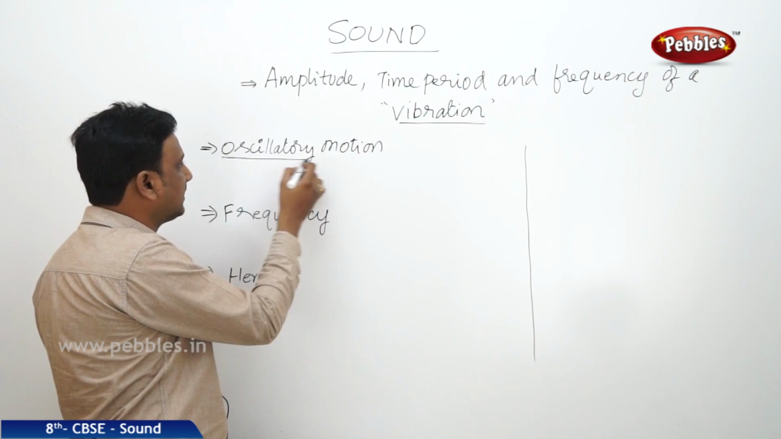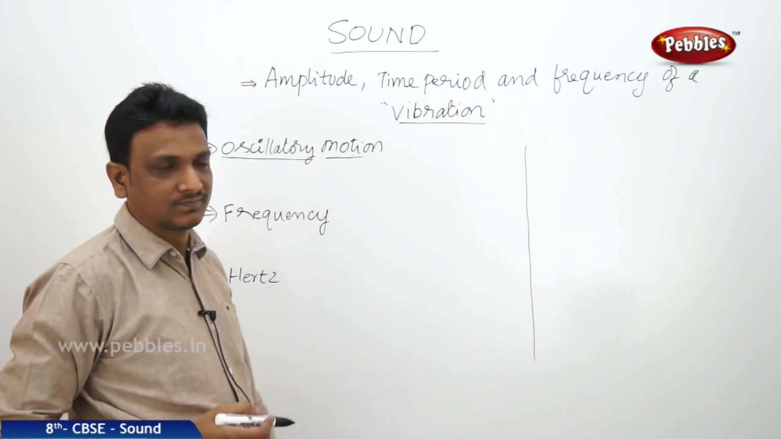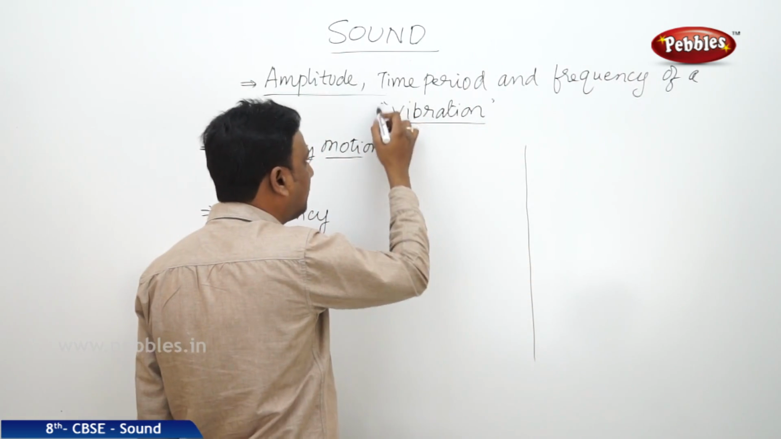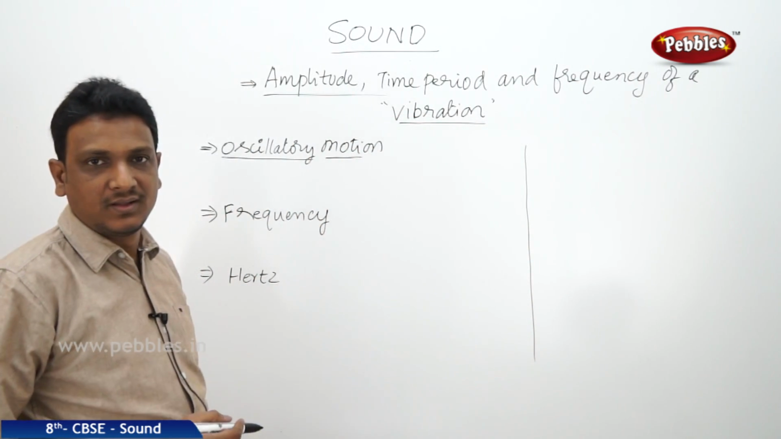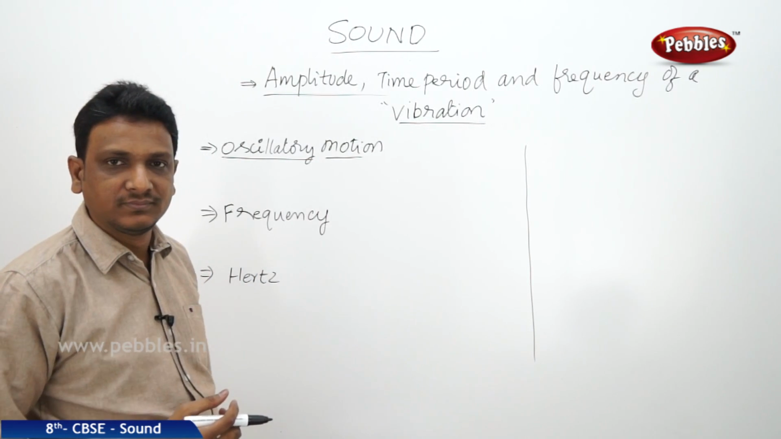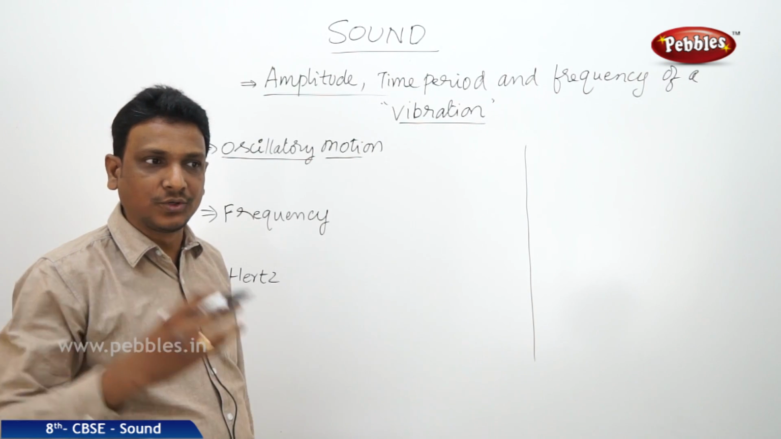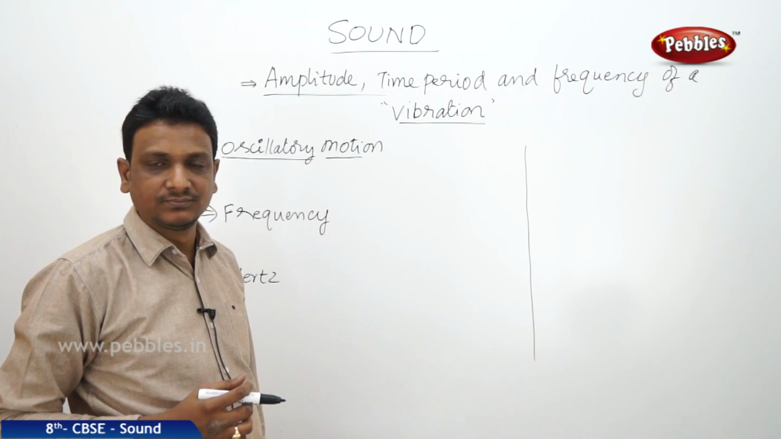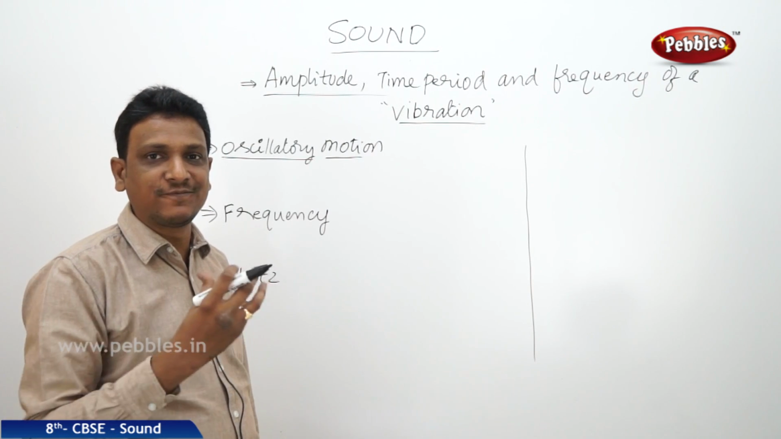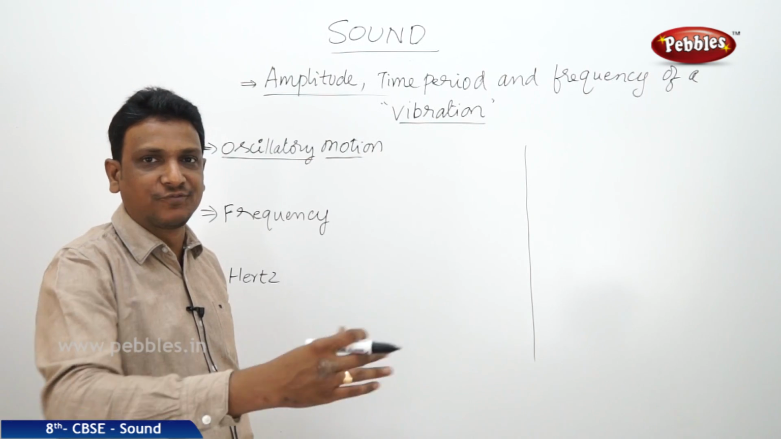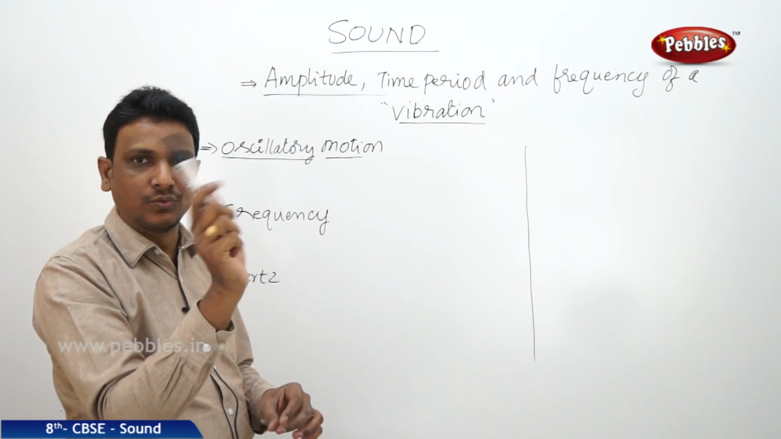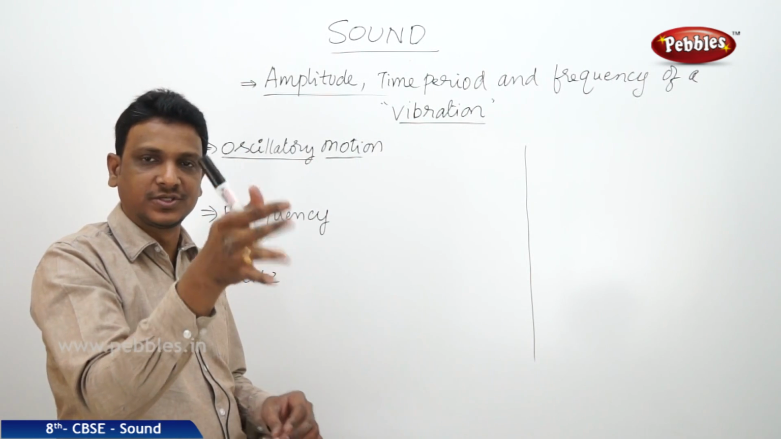First we are going to talk about oscillatory motion, how this is connected. Here we have written amplitude, time period and frequency of what? Of a vibration. I already told you in the beginning of the lesson, vibration means movement. Movement in a sense not going in one particular direction. Vibration is a continuous movement in to and fro direction, or back and forth. If an object is moving to and fro like this, this is called vibration.